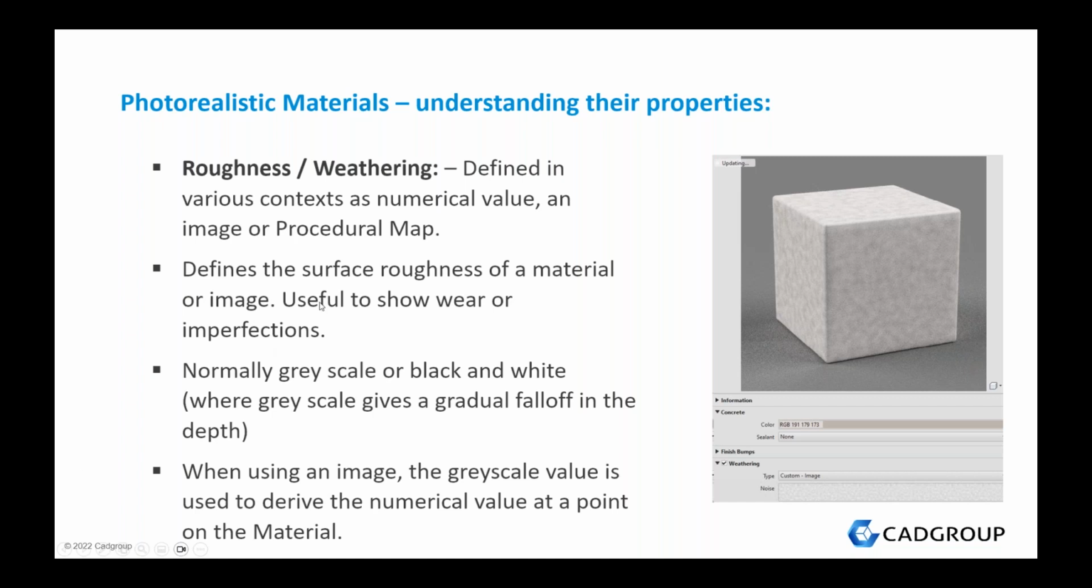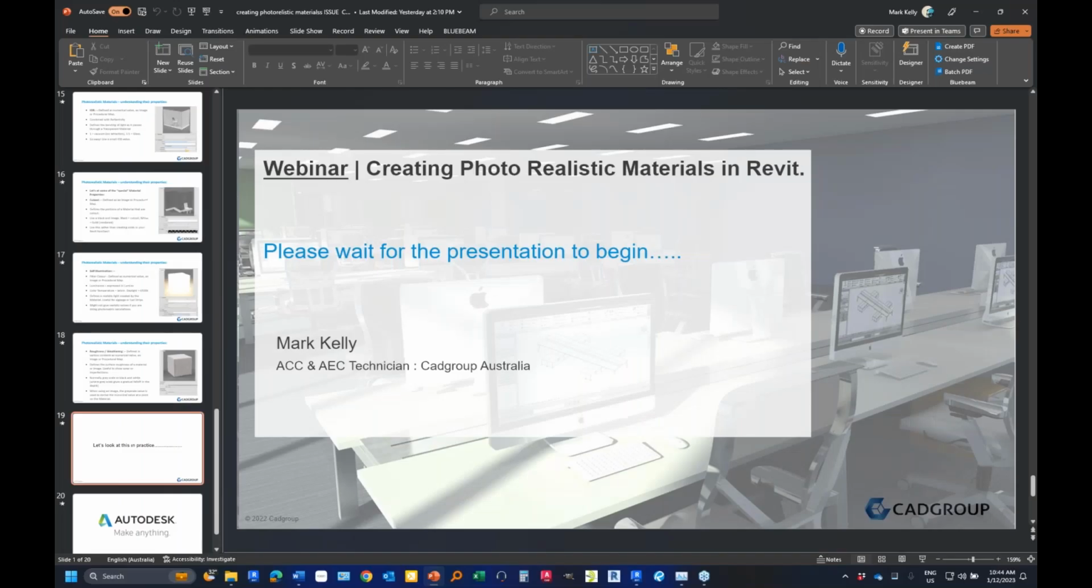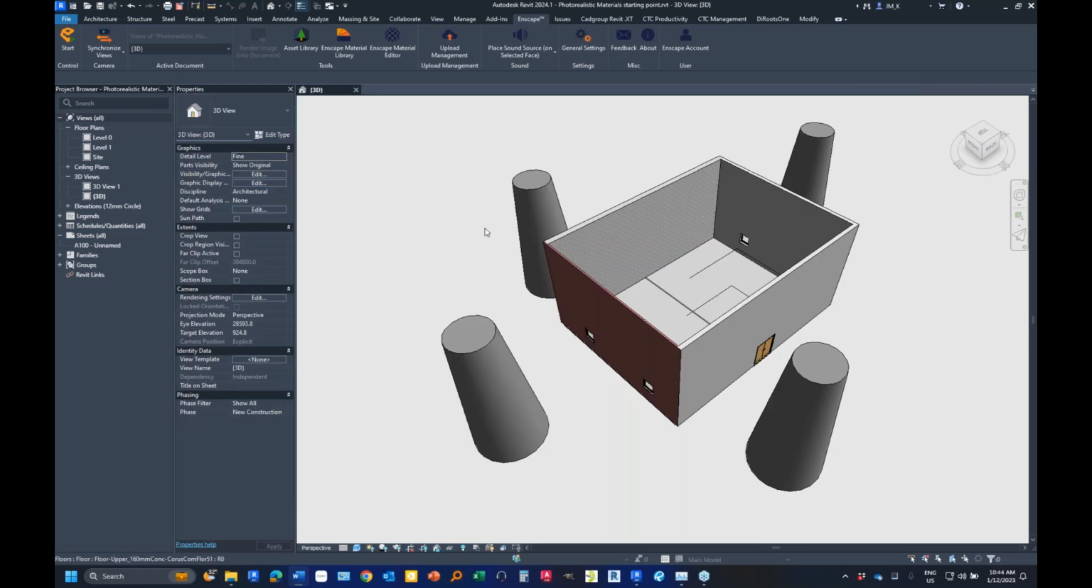So you can define weathering by a numerical value, an image or procedural map. It would usually be a grayscale or a black and white map. You can use an image, but you can also use a procedural map. One of the useful ones is the noise map, which we'll have a look at. And so again, when you're using an image or a procedural map, this grayscale value defines the numerical value at the point that's mapped across the object. So that's that. Let's have a look at this in Revit.